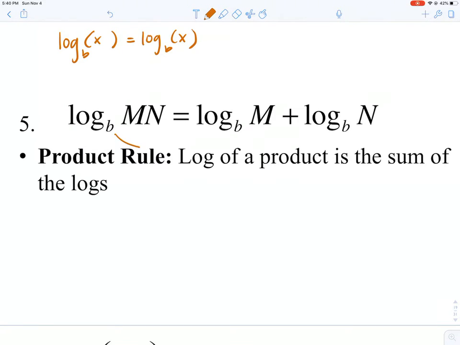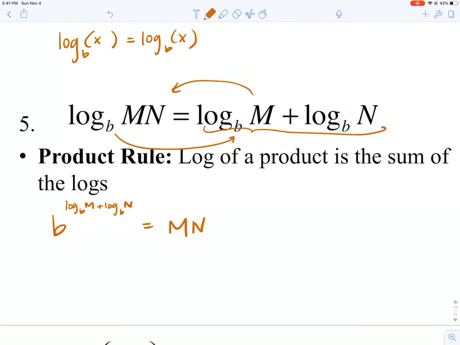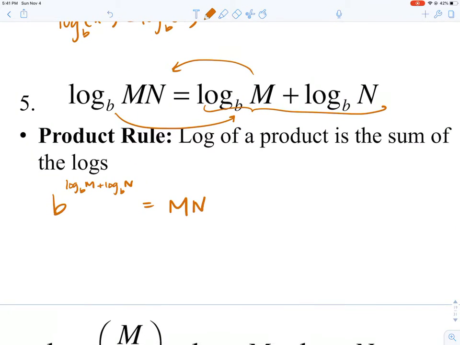So b raised to this power, so b to the log base b of m plus the log base b of n is equal to the product m times n. So now using properties of exponents, I can prove to you here that the left-hand side equals the right-hand side. So all I've done so far is rewrite in the equivalent exponential form.